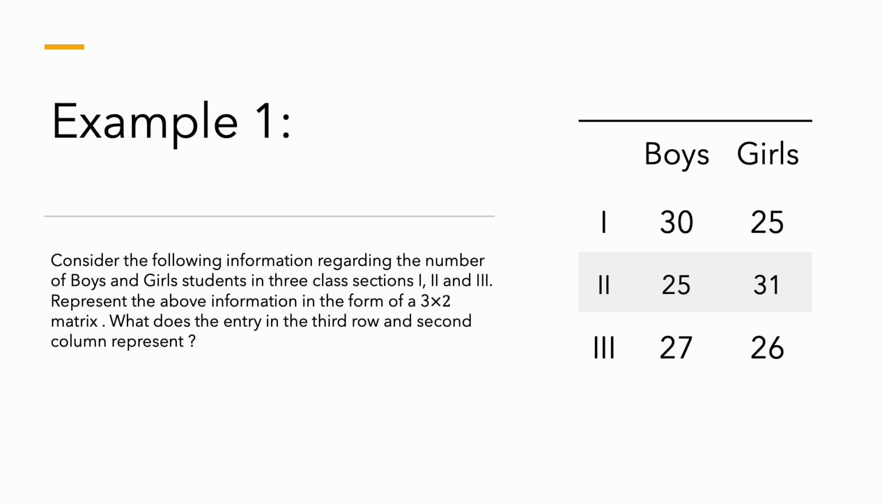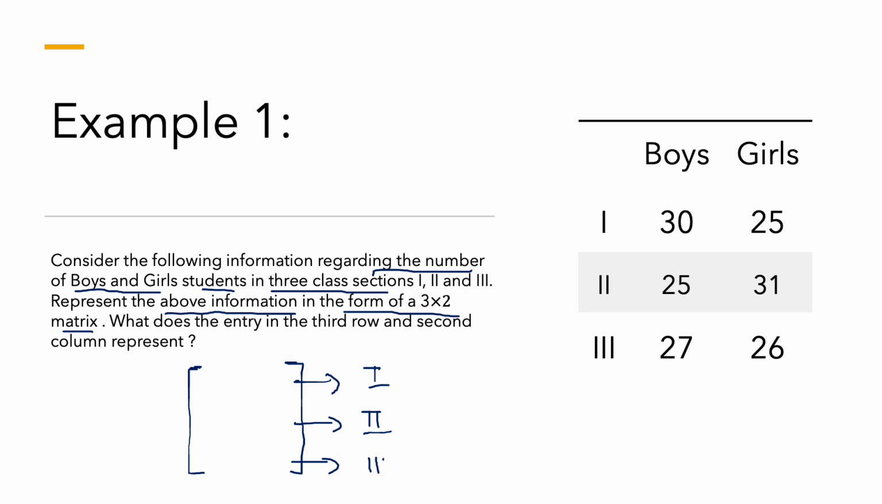Let's look into an example. So here they have given you: consider the following information regarding the number of boys and girls students in 3 class sections 1, 2 and 3. Represent the above information in the form of a 3 by 2 matrix. So it's very easy. 3 by 2 matrix means there are going to be 3 rows and 2 columns. So I can represent class section 1 information in row 1, class section 2 information in row 2, and class section 3 information in row 3.